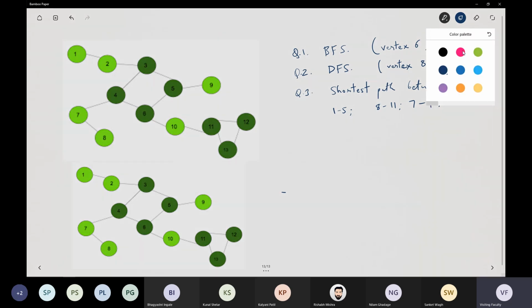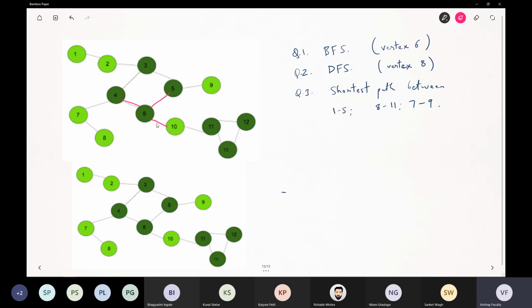So let's do BFS, starting with vertex 6, right? So I'll just color the edges here so that you can draw it easily. Starting with vertex 6, what do we do? We basically take all neighbors without forming cycles, right? So from 6 you have this edge, and this edge, and this edge. Alright. Now we have 4, 5 and 10.